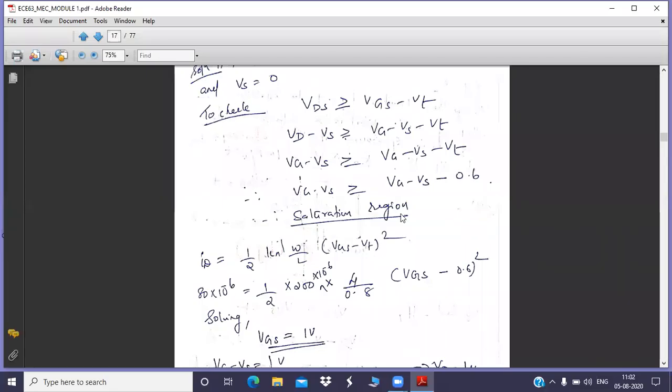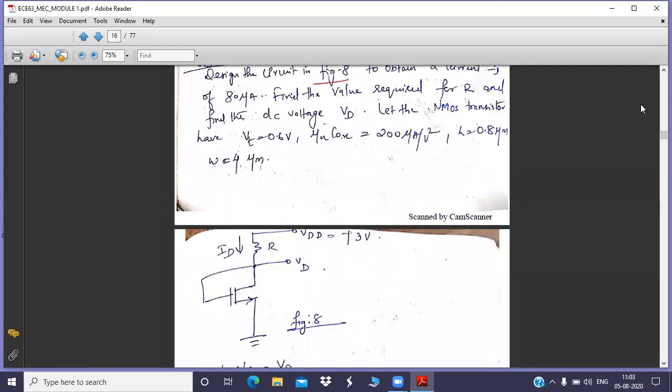So as of now, we confirm that our operation region is saturation. So we have taken the saturation region equation. Now substitute the parameters whatever we have. It is given that ID is 80 microampere. In the question, it is given that ID is equal to 80 microampere. So that parameter you can substitute.